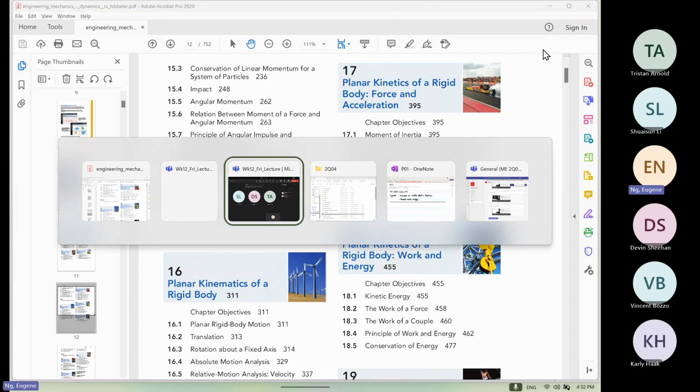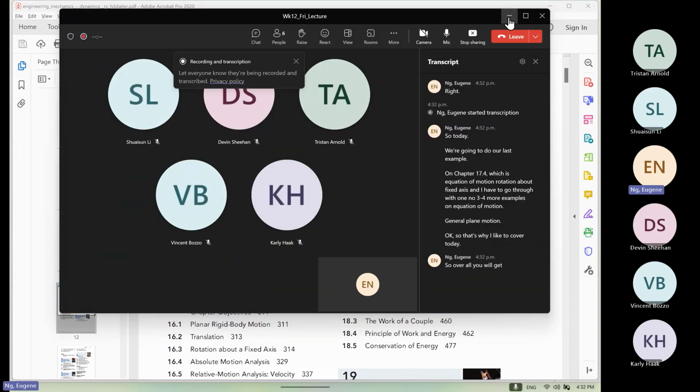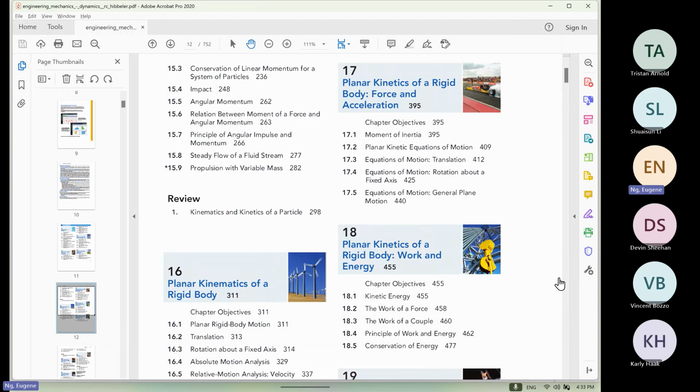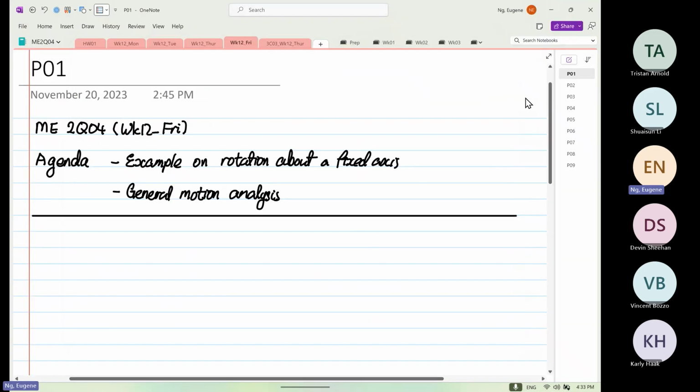So overall, we are going to do at least 3 examples. Hopefully, by doing these examples, it will cement your understanding of the topic better.